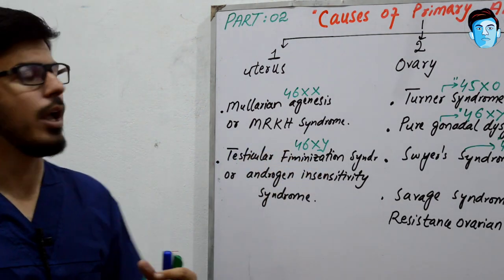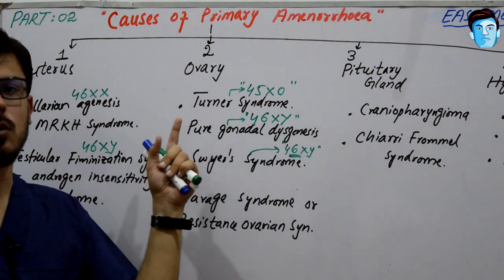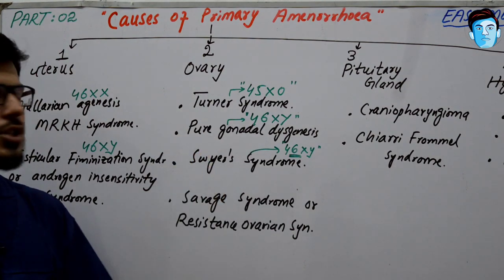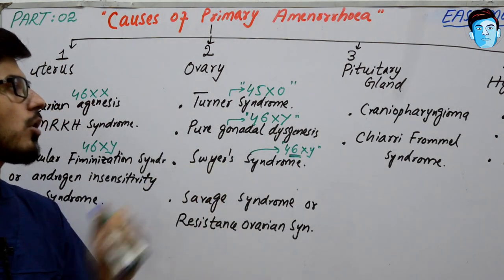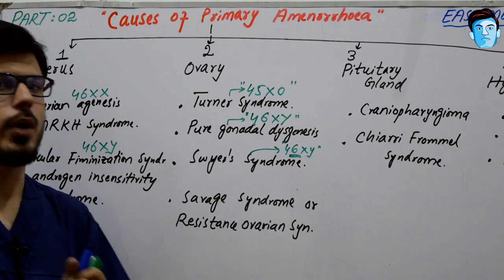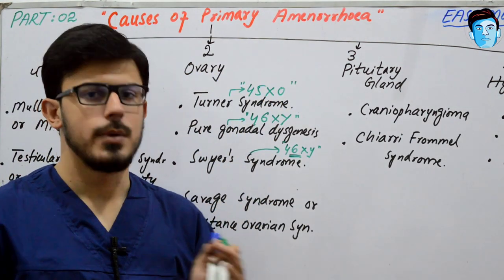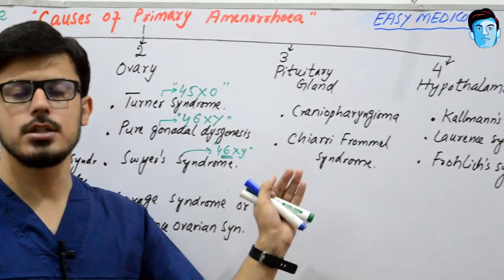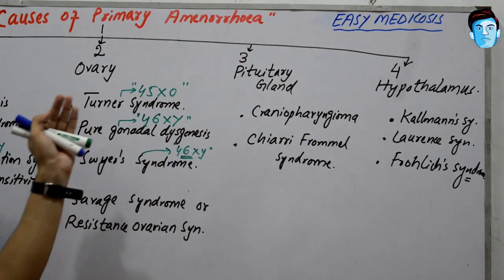And the genotype for testicular feminization syndrome is 46XY. Now coming to the second compartment, it consists of Turner syndrome, with genotype 45X0, and pure gonadal dysgenesis, with chromosome number 46XY, and Swyer syndrome, with chromosome number 46XY, which is also called resistant ovarian syndrome. In compartment 3, there are craniopharyngioma and Chiari-Frommel syndrome. And in compartment 4, there are Kallmann syndrome, Laurence syndrome, and Frohlich syndrome. We will be discussing all those causes of the respective compartments in detail.